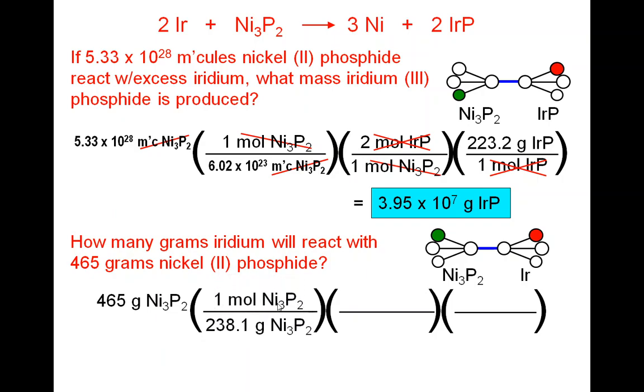1 mole of this guy. I don't want moles of that guy. I want moles of that guy. 1 on the bottom, 2 on top. And then I don't want moles of iridium. I want grams of iridium.